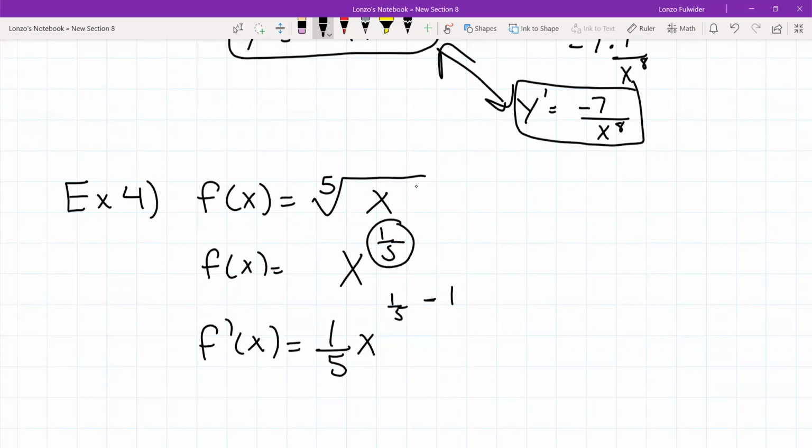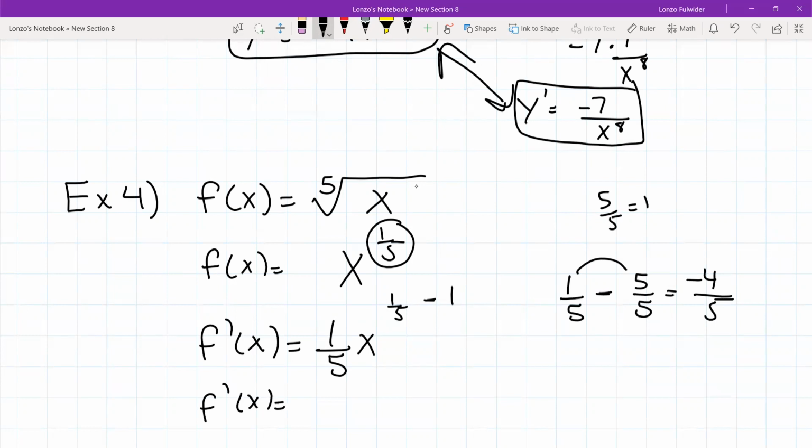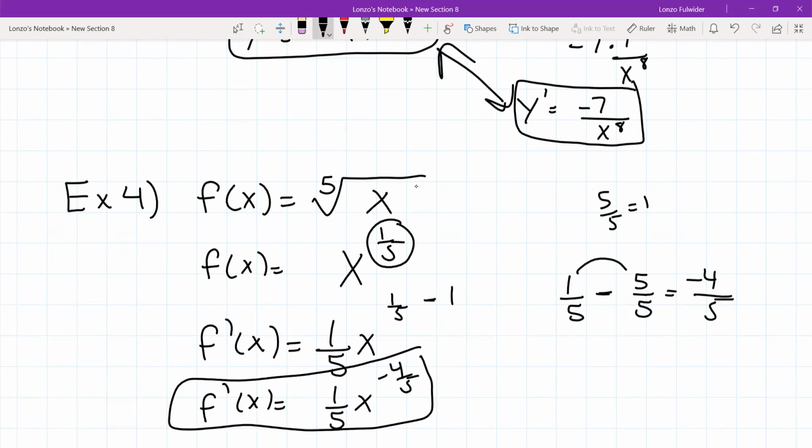So let's simplify 1/5 minus 1. I can rewrite 1 as 5 over 5, right? 5 over 5 is the same thing as 1. So that would be 1 minus 5 is negative 4, over 5. So your final answer can be expressed as f prime of x equals 1/5 x to the negative 4/5, right? And yep, that's it.